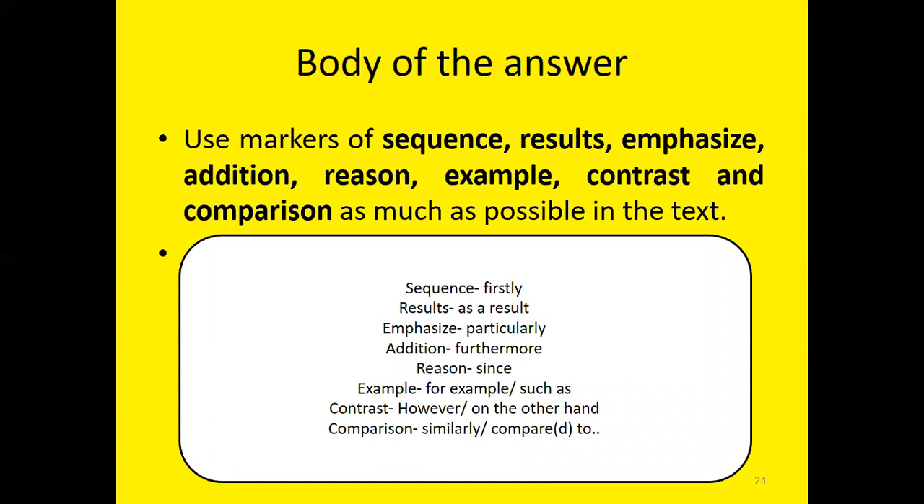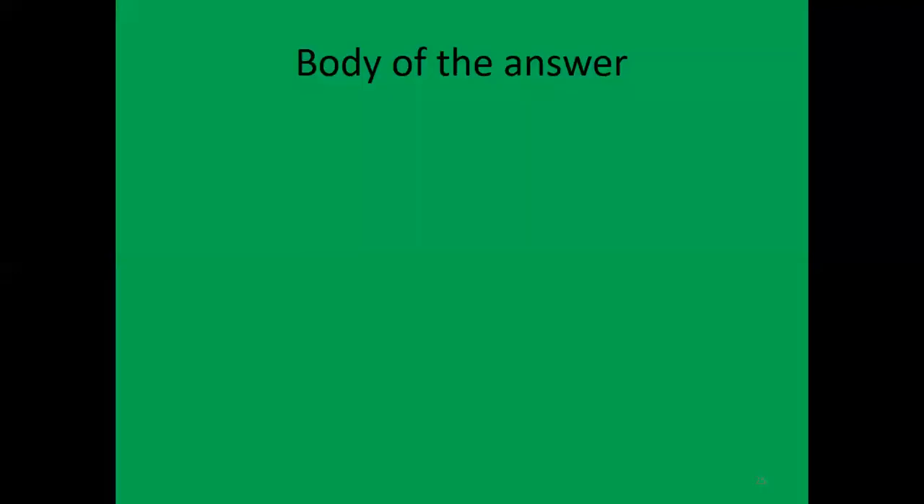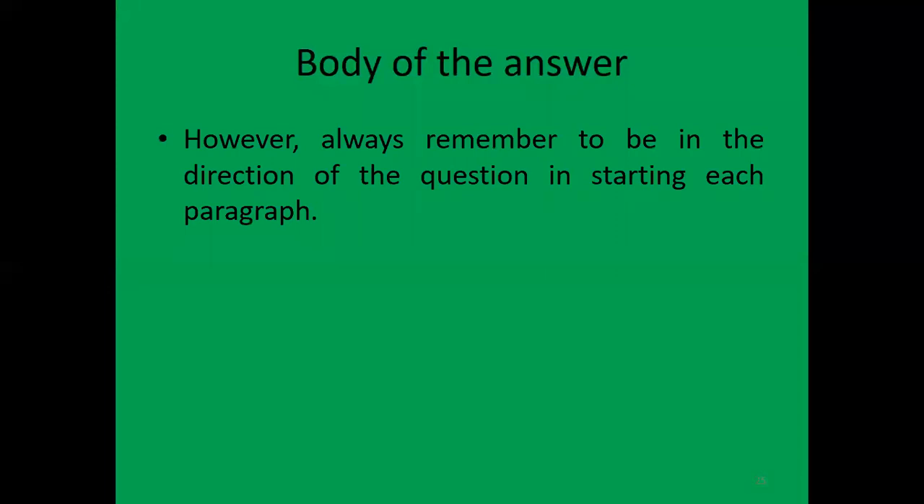Use markers of sequence, results, emphasis, addition, reason, example, contrast, and comparison as much as possible in the text. For example, sequence: firstly; results: as a result; emphasis: particularly; addition: furthermore, in addition, moreover; reason: since; example: for example, such as; contrast: however, on the other hand; comparison: similarly, compared to. However, always remember to be in the direction of the question in starting each paragraph.